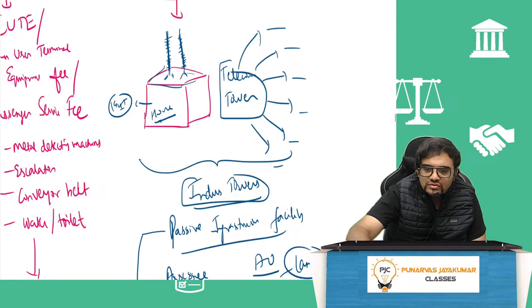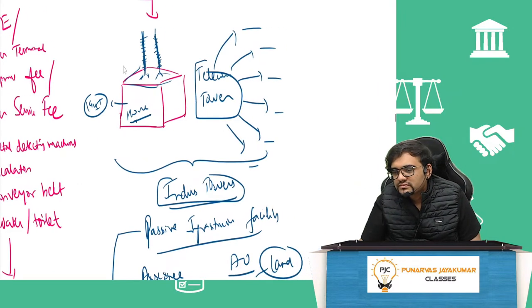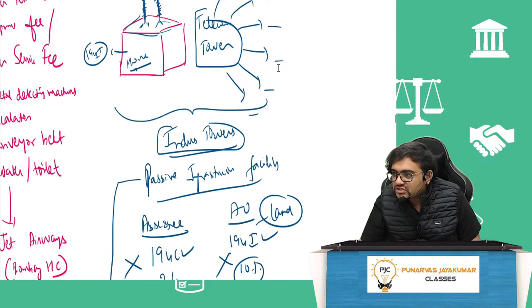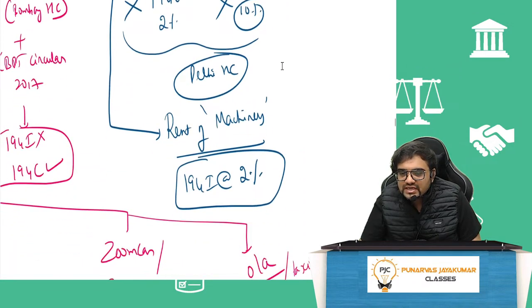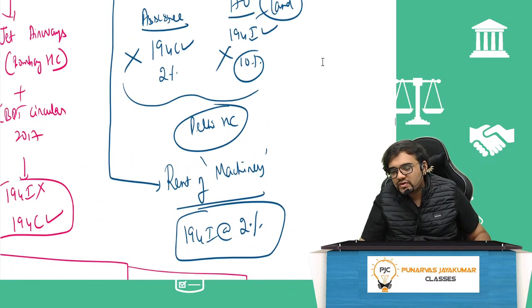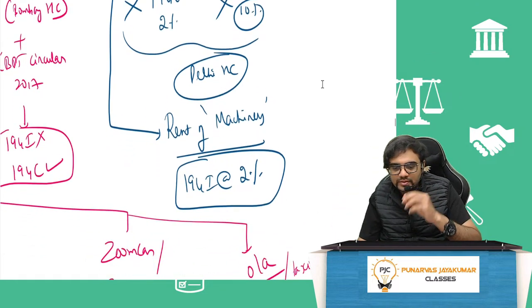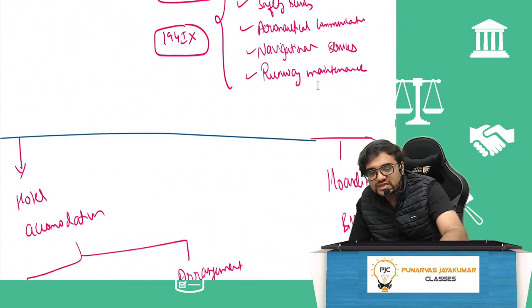Similarly, there will be a house, on the house there will be a telecom tower, right? That telecom tower, some company owns that tower, they will be paying rent to the owner. Is it 194I? Yes. But this telecom tower, that passive infrastructure facility, they will give it to various people, to Airtel, Jio and all these people. Now, is that 194I or 194C? It went to the court. They said it is renting of machinery and it will come under 194I. What rate? 2%. It will come at 2% rate. These are all the various examples you can give.